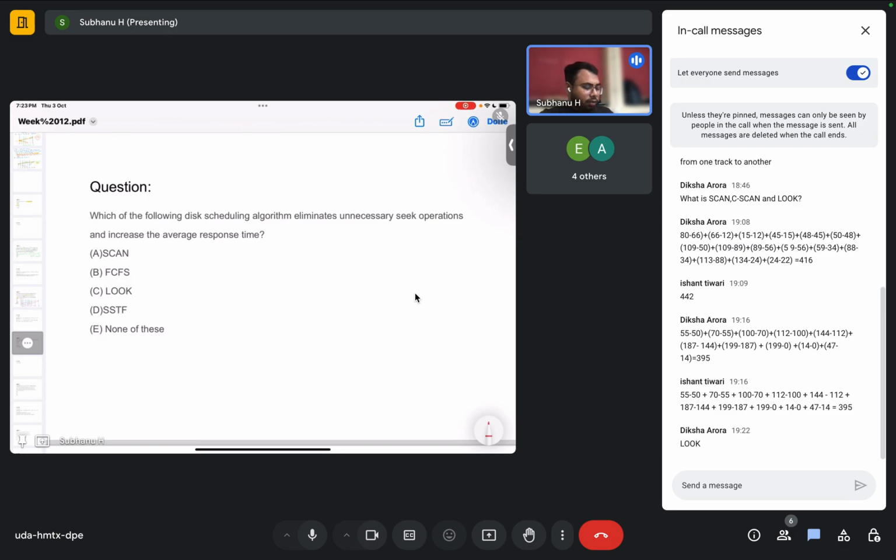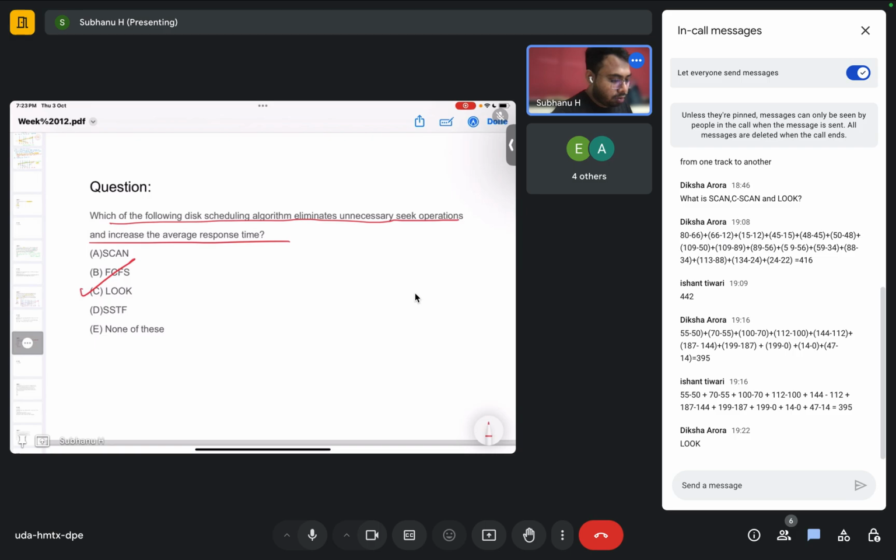okay. So yeah, Look is the right answer. Which of the following scheduling algorithms eliminates unnecessary seek operation and improves average response time? So this is the Look algorithm. Look is basically similar to scan, except for the difference that the disk arm, in spite of going to the end of the disk, only goes to the last request to be serviced in front of the head.